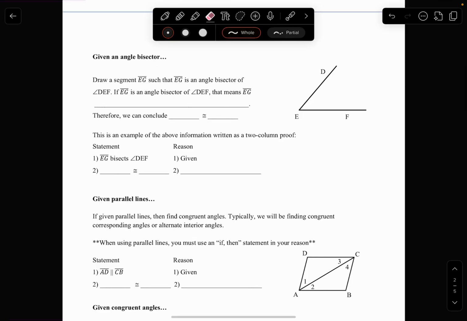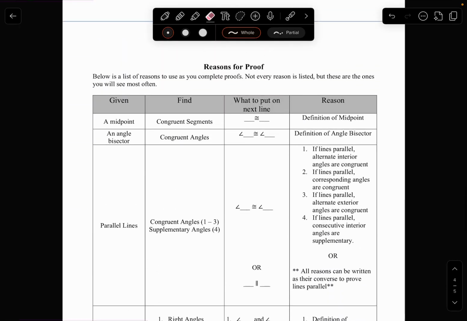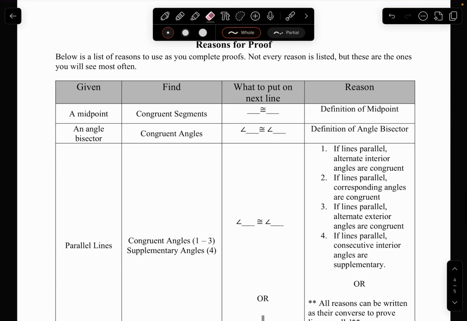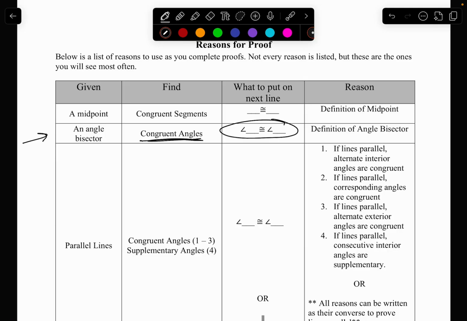All right, next we're going to move down to angle bisector, okay? So I'm going to be giving you angle bisector information. If you're given an angle bisector, what are we supposed to be looking for? We're supposed to be looking for congruent angles. Once you find those congruent angles, you're going to write something that looks like this. Angle whatever is congruent to angle whatever. What is your reason that you're going to put? The definition of angle bisector.